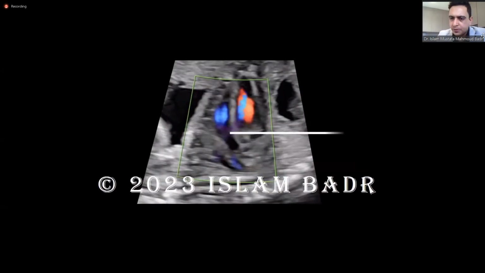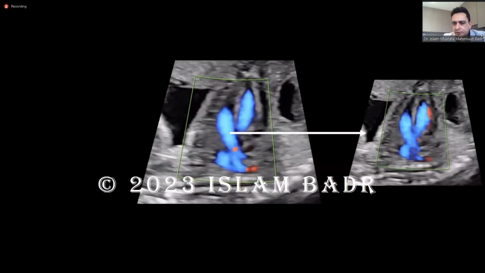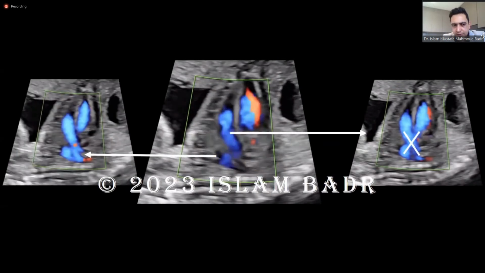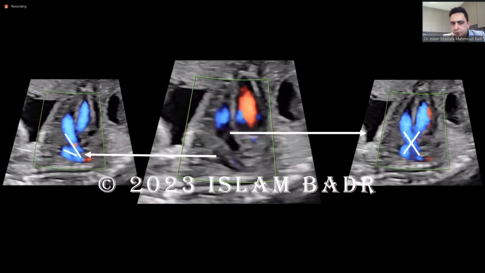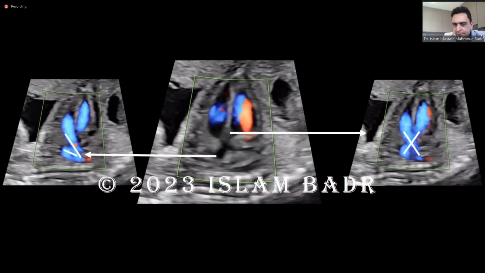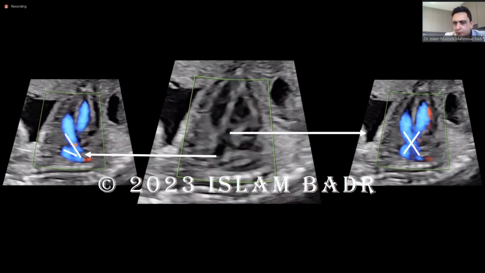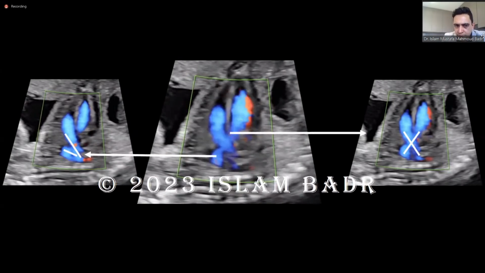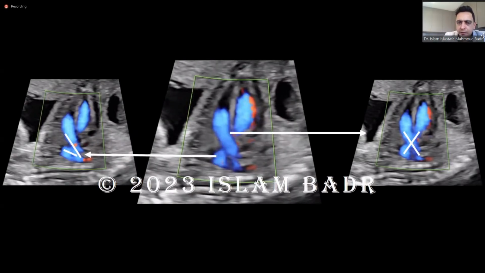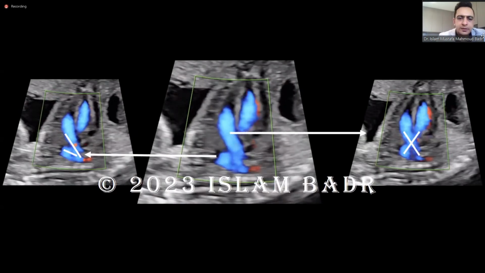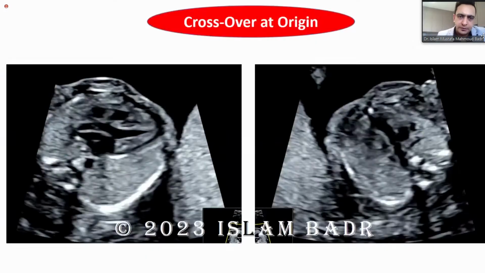This is not clear. This will be much clearer. This is the crossover at the origin, and when you go distally, this is the V sign. So this is normal. When you see this, this is normal. When we say parallel orientation, we mean that this parallel orientation occurs at the origin, not distally, because distal parallel orientation is normal.